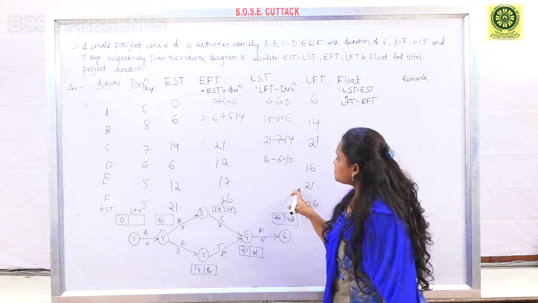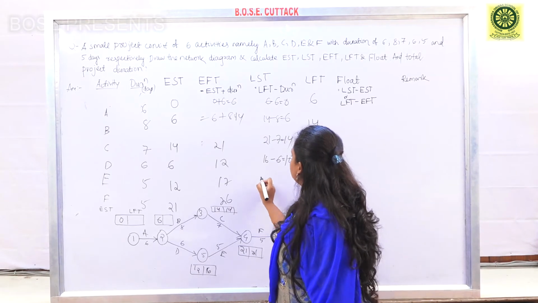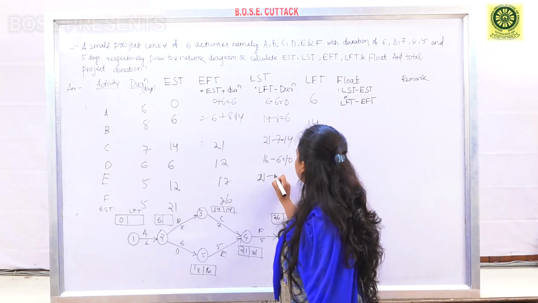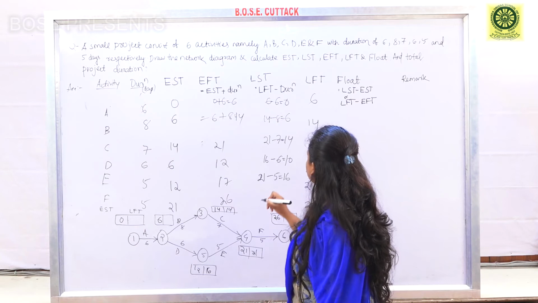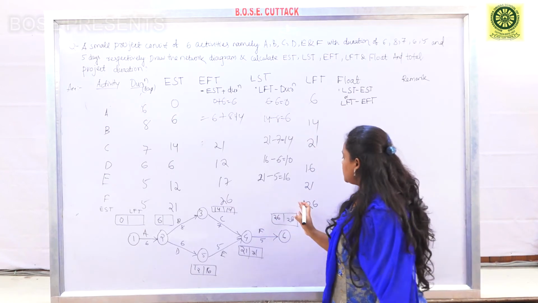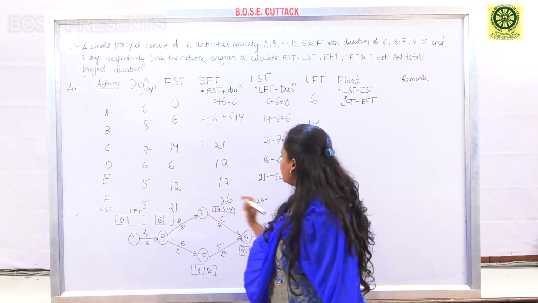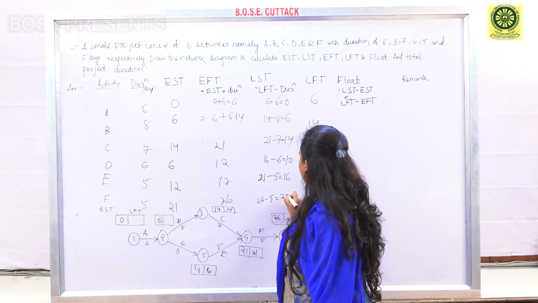And then for activity E, 21 minus 5 is 16. For activity F, 26 minus the duration 5 is 21.